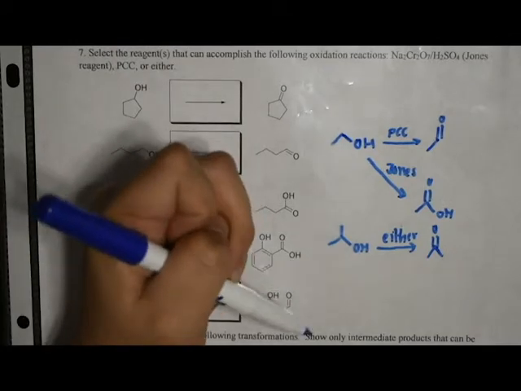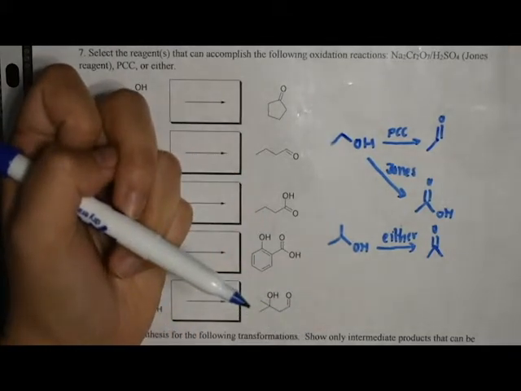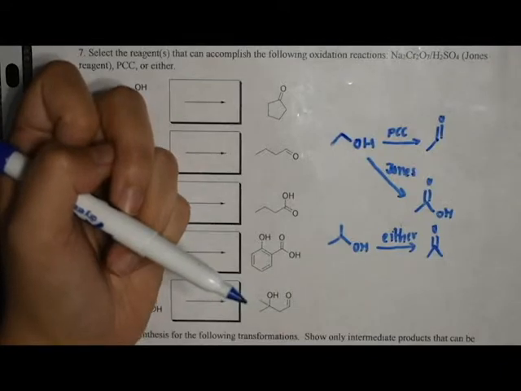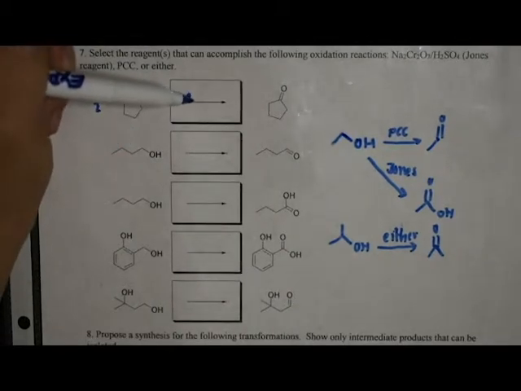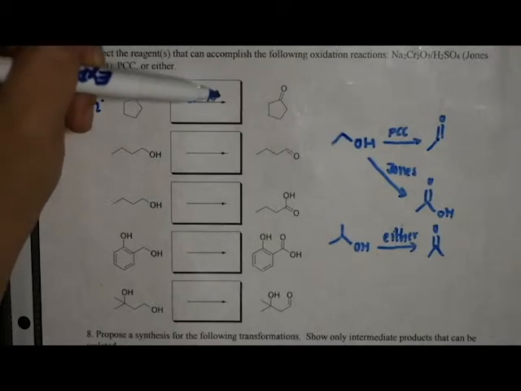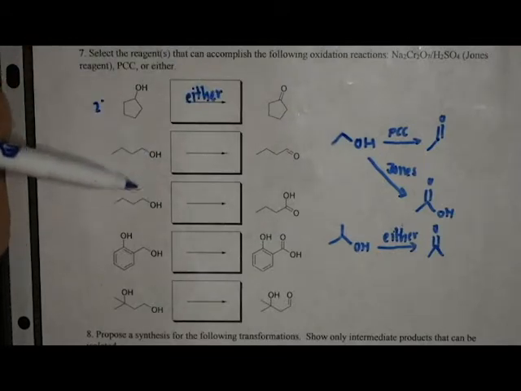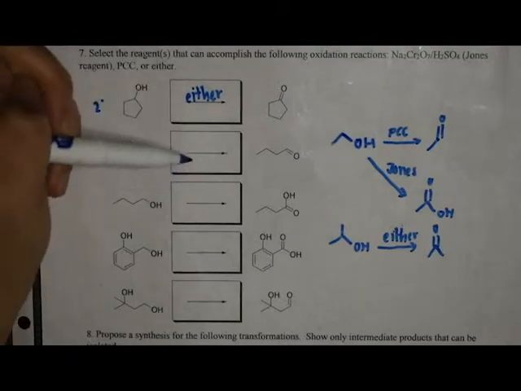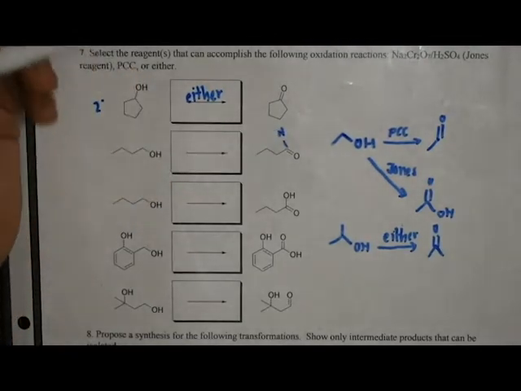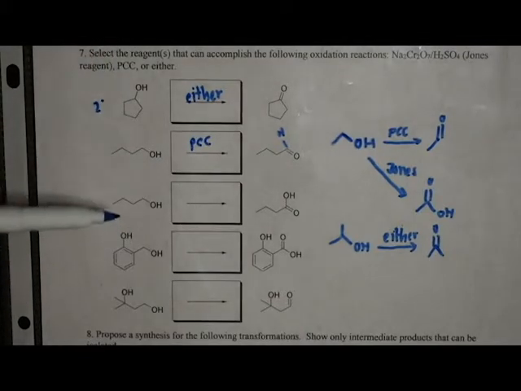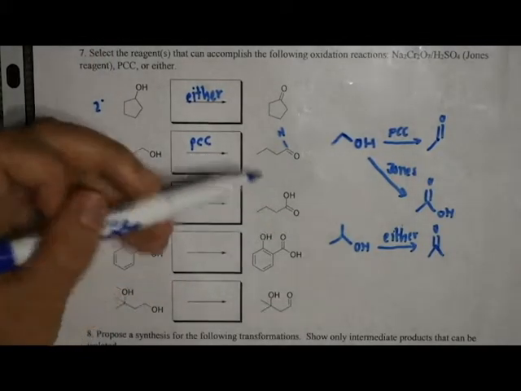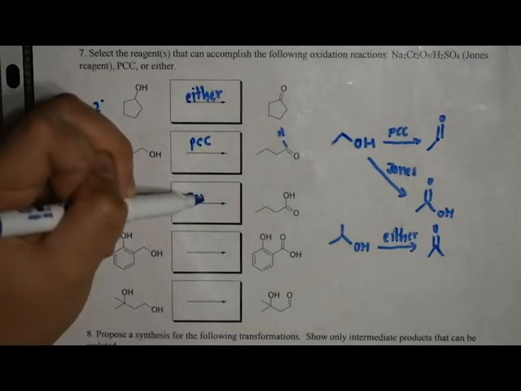And recall that tertiary alcohols cannot react with either PCC or Jones reagent. So now let's go through the questions. The very first question gives us a secondary alcohol. So we know immediately that either the PCC or Jones reagent work in this case. Both the second and third question give us a primary alcohol. However, the second question gives us an aldehyde. And so in this case, we know it would be PCC. The third question gives us a carboxylic acid. And so we know that'll be a Jones reagent.